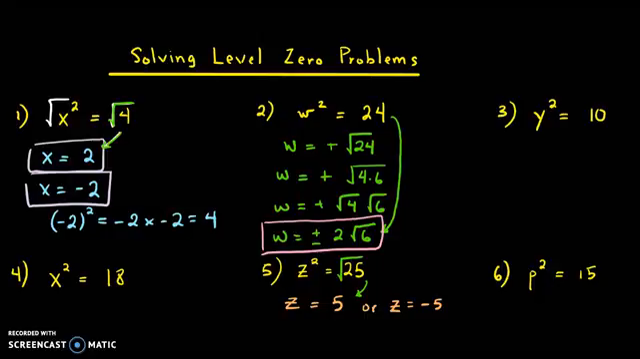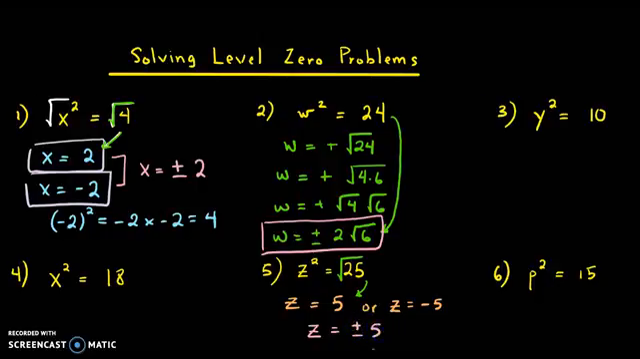For example, for number 1, I could have said x is equal to plus or minus 2. For example 5, I could have said that z is equal to positive and negative 5, or positive or negative 5.